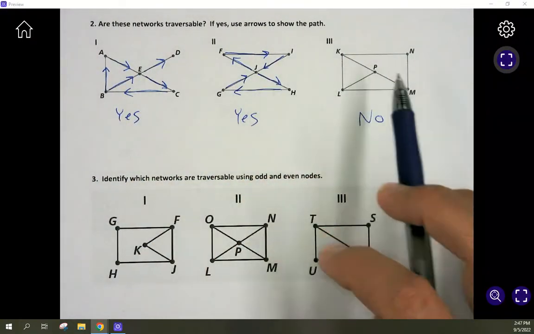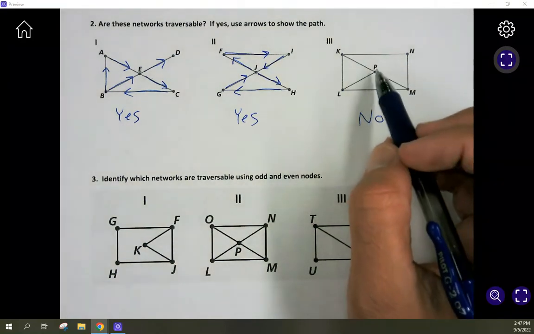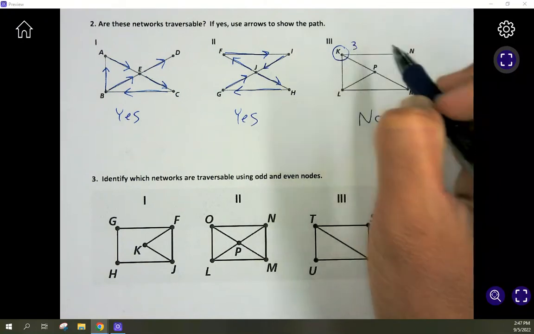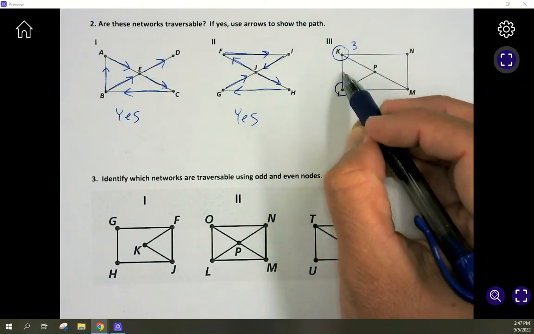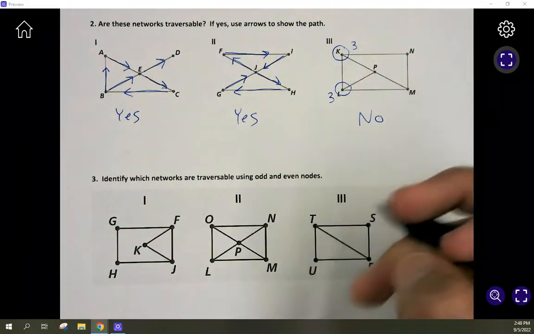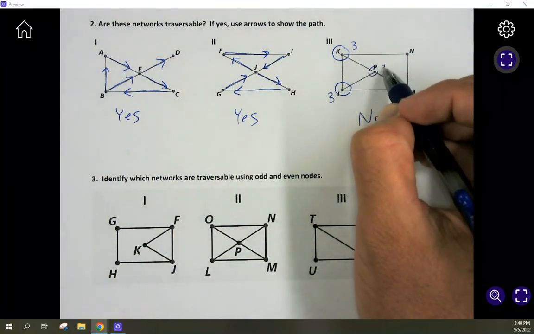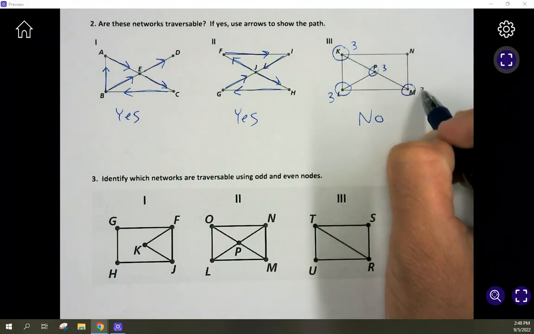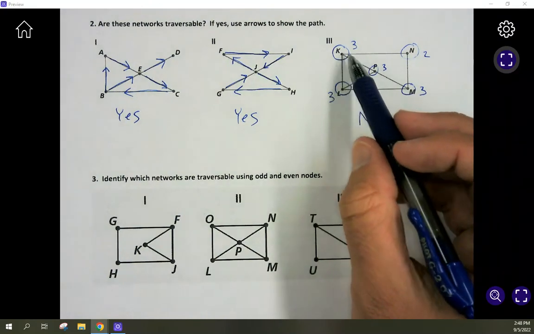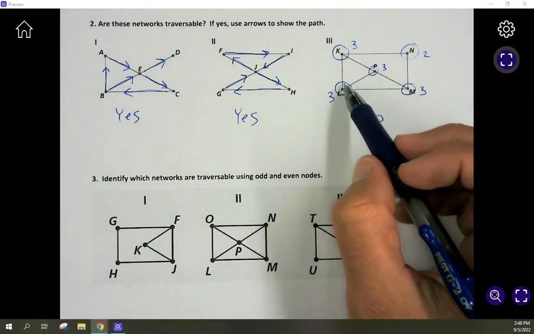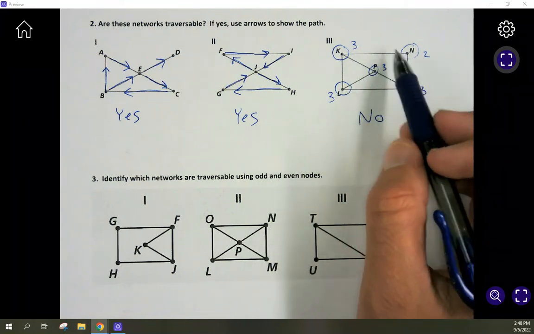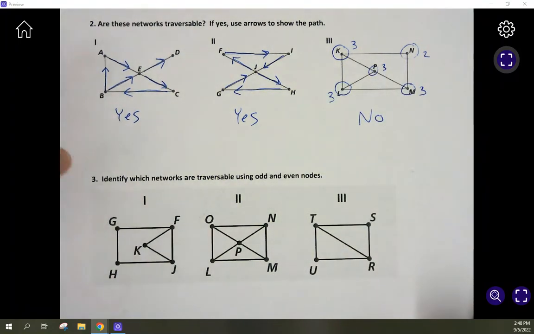If we go back to these ones, let's start here. Why did this one not work? So this one right here has 3. This one right here has 3. So right away, if there's another one that's odd, this is not going to work. Well, this one has 3. This one has 3. This one has only 2. But there are more than 2 points, more than 2 nodes that are odd. And so that's why this doesn't work.